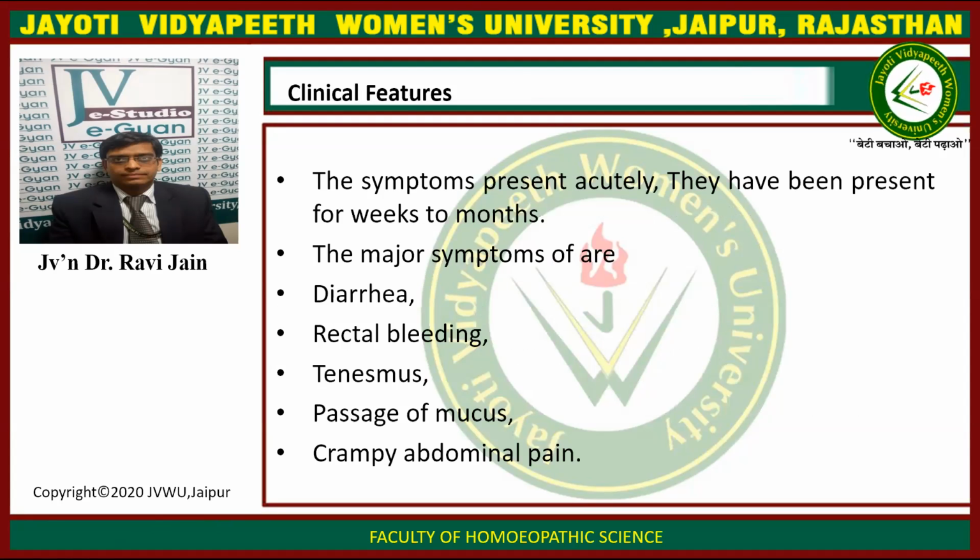Now, what are the clinical features of ulcerative colitis? Whenever a patient of ulcerative colitis comes to us, he presents with the following features, which have been present for weeks to months. The major symptoms include diarrhea, rectal bleeding, tenesmus, the passage of mucus, and crampy abdominal pain. I will again repeat these symptoms. There can be diarrhea, rectal bleeding, tenesmus, the passage of mucus, and crampy abdominal pain.